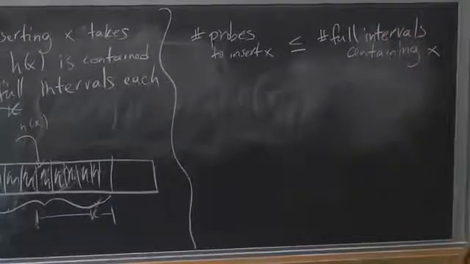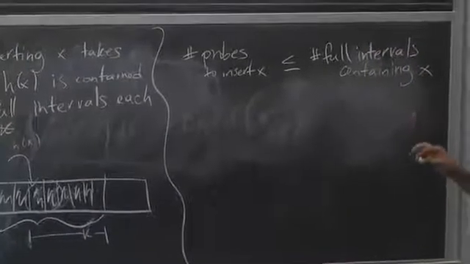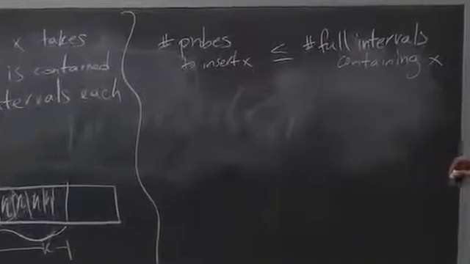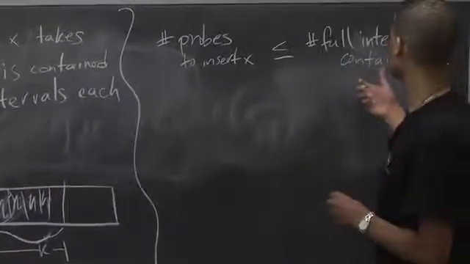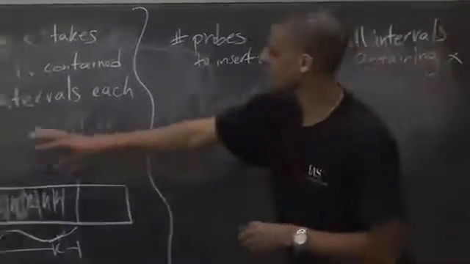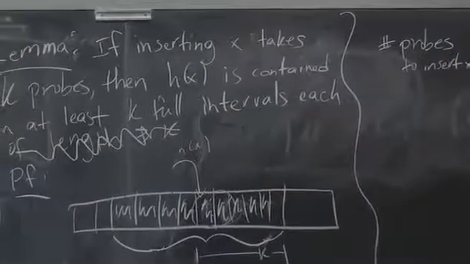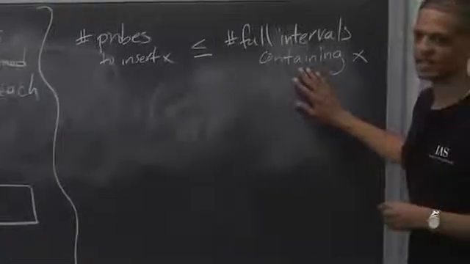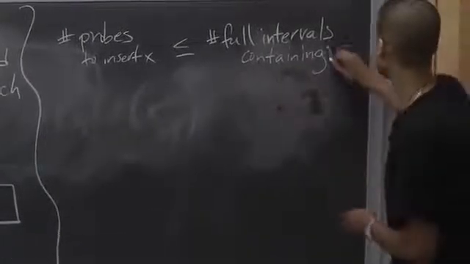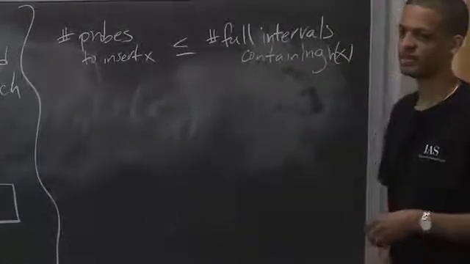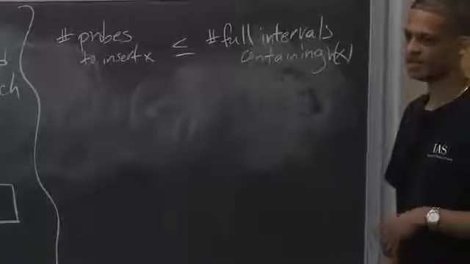Okay. So this inequality was the whole point of that lemma. And the reason this is true is, in particular, the k different full intervals that appear in this lemma are a subset of all the full intervals containing h of x. Okay. And then we carried on from there.